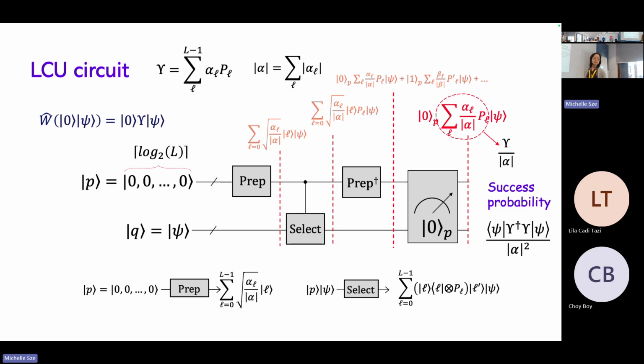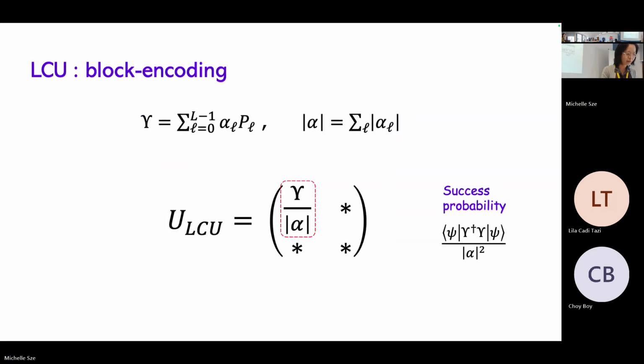So the next question is, how often do we project to that upper left corner, or to that block? The answer is this expression. The success probability of LCU is inversely proportional to the square root of the L1 norm of your coefficients, and also depends on the initial state and the LCU itself. Okay, so this is just a matrix illustration of LCU.